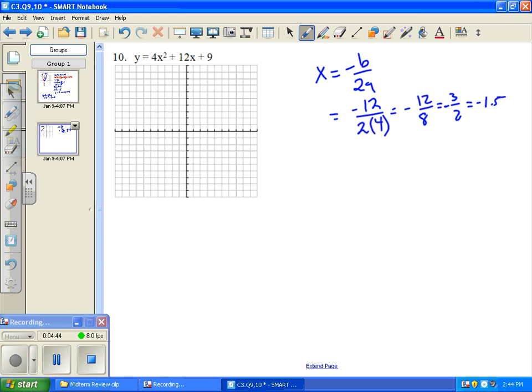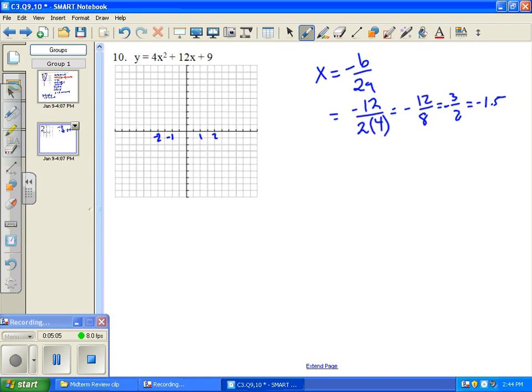So let's make each box on the x-axis, actually each 2 boxes, 1. So let's make this -1. Let's make this -2. 1, 2.